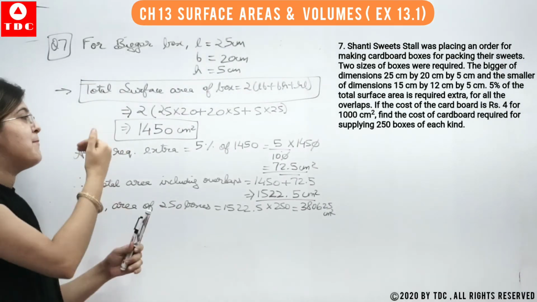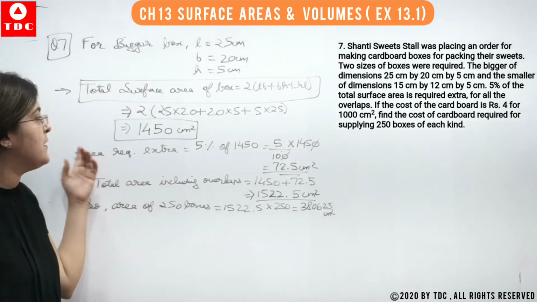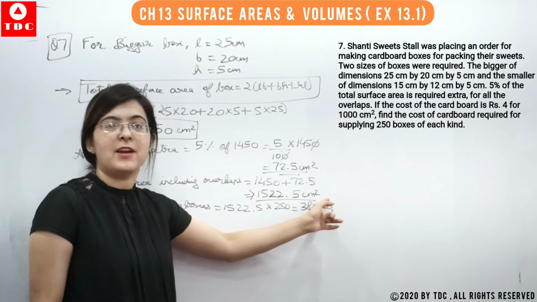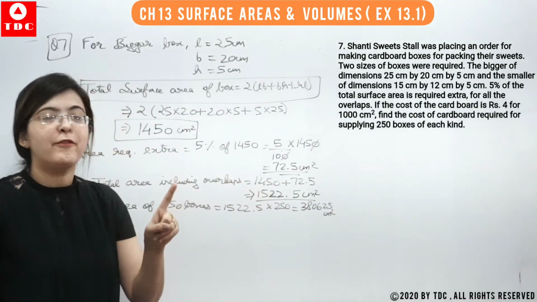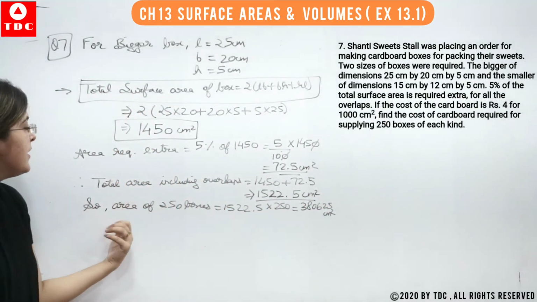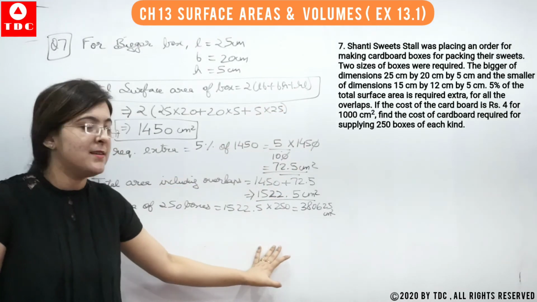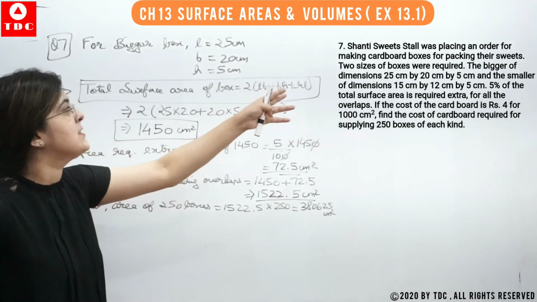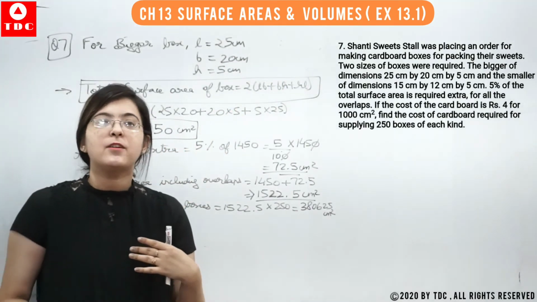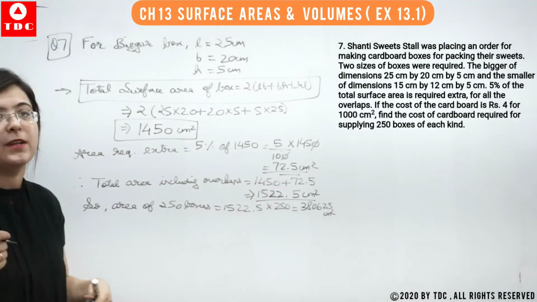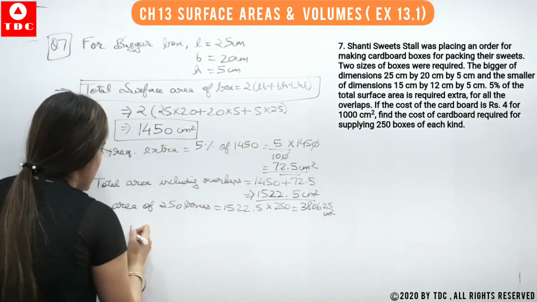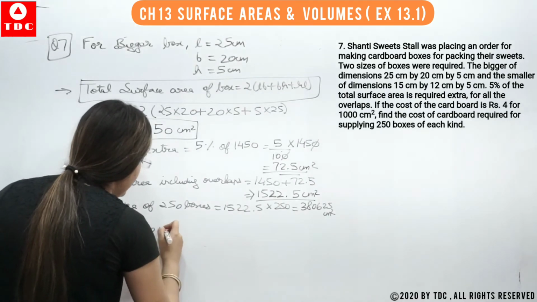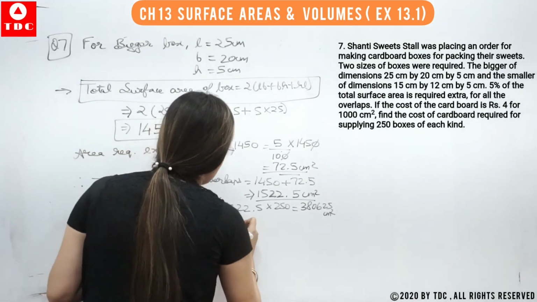See, step by step we have to go. First we have calculated the total surface area. Then 5% extra we added. This was the area for one box, total area of one box. Now we have such 250 boxes. So we are getting this. Okay, total area. Now see the cost. We have to finally find the cost. So what is the cost given for 1000 centimeter square? Cost of 1000 centimeter square is rupees 4.